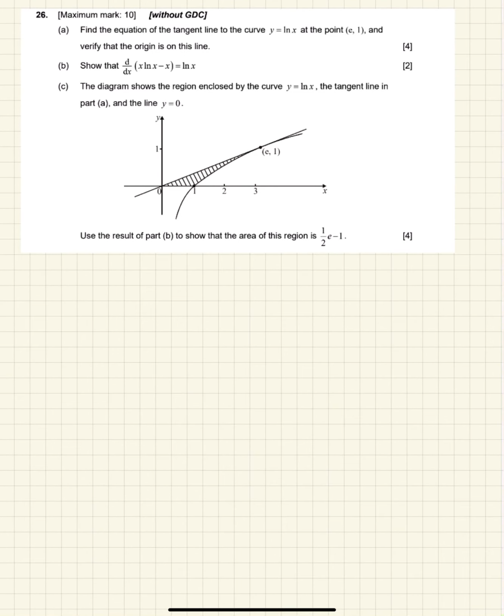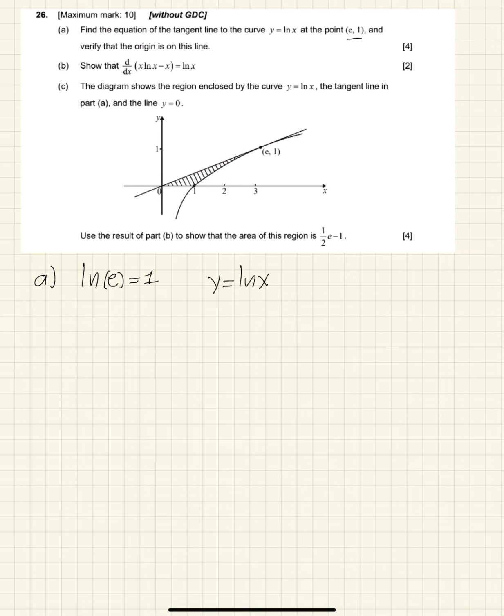Integrating. And one of the things we want to emphasize here is that we're going to find the equation for part A of the tangent line to the curve y equals ln x at the point e comma 1. That is a 1 and not an L. And the reason that's going to make sense is that ln of x at e is equal to ln of e, and this is equal to 1.